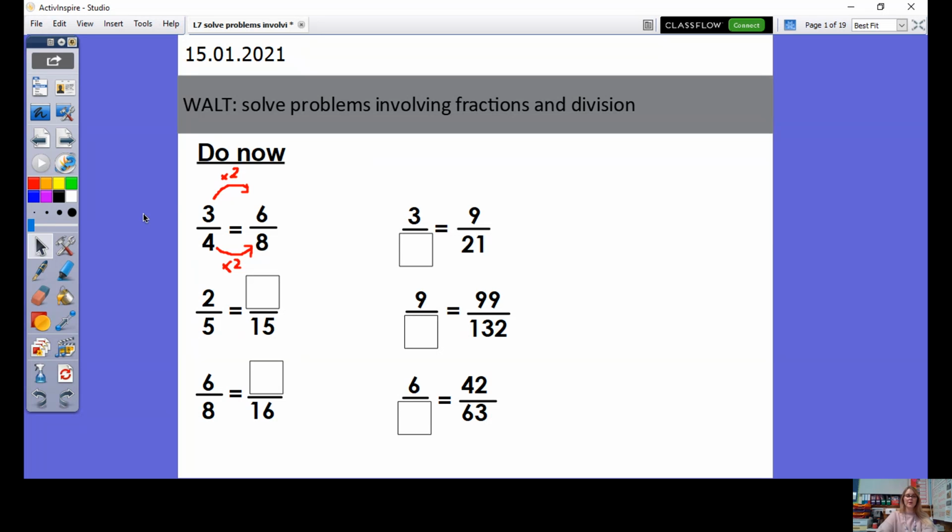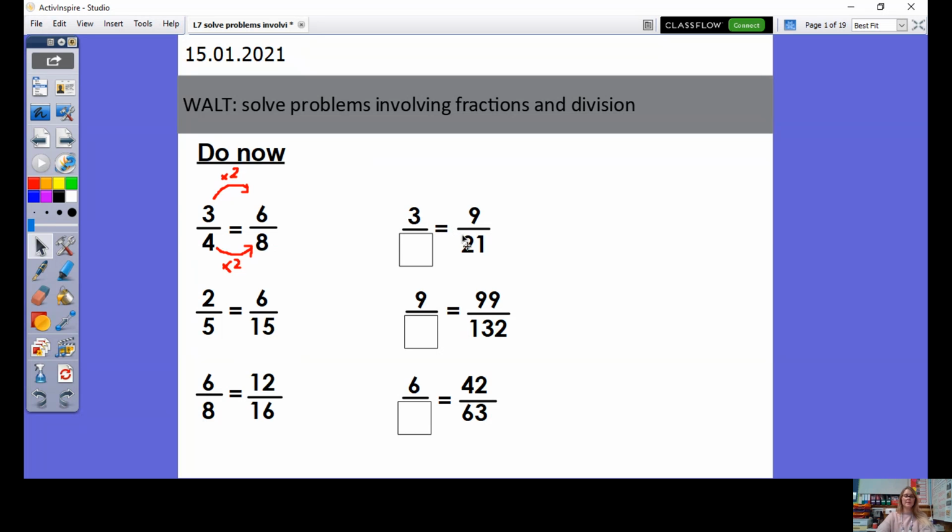Okay, hopefully you've managed to have a go at all those questions. Let's look at the answers together. So for the next one, I am looking at my denominators again. I know that 5 times 3 is 15, so 2 times 3 is 6. The next question, I have my numerator missing again. So I know 8 times 2 is 16 and 6 times 2 is 12.